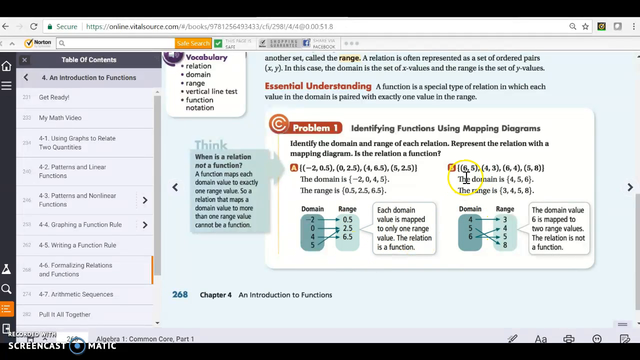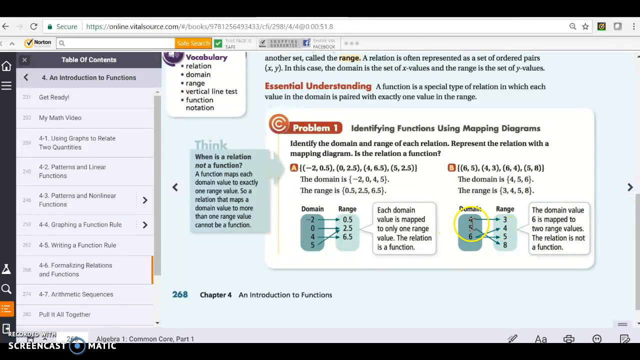Okay? So here's the next one. We have 6, 5, 4, 6, 4, 3, 6, 4, and 4, 8. So my domain is 6, 4, don't need to write 6 again, and 5. Sorry, 4, 5, and 6. My range would be 5, 3, 4, and 8. And they did it in numerical order. So it's 3, 4, 5, and 8.